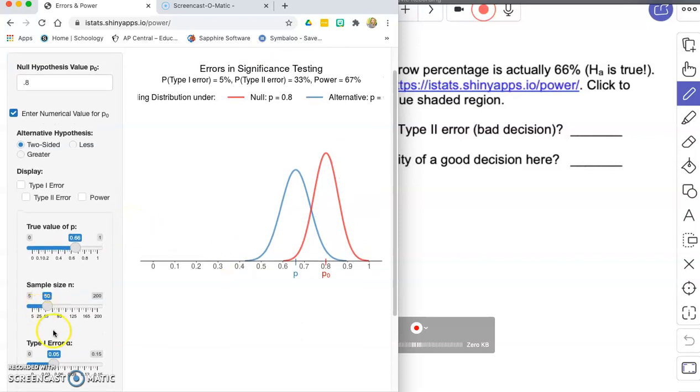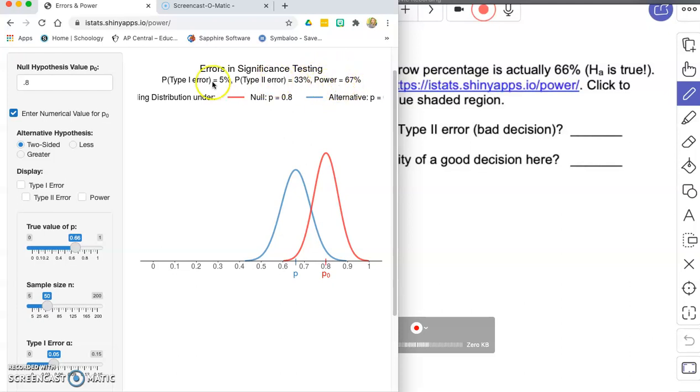The other things I can adjust are my significance level down here, my alpha level, and we're testing this at our typical 0.05 or 5% level. And my sample size is right here, 50. I'm making 50 free throw shots, so I will leave that at 50, but if it were different, I would adjust it. Up here, you will see the probability of a type 1 error, a type 2 error, and the power of a test, which is the probability that you will correctly reject a false null hypothesis and then have convincing evidence for your alternative.